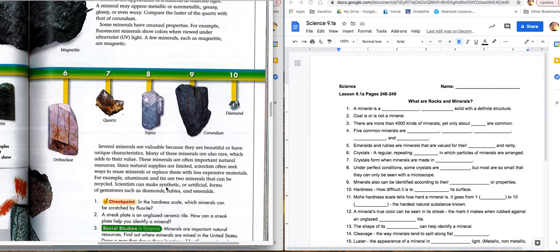We're going to stop there for today. We got halfway through how we identify minerals. There's about 10 different properties or characteristics on this page that we use to help ourselves out with it. We'll see you tomorrow as we finish up lesson 1.